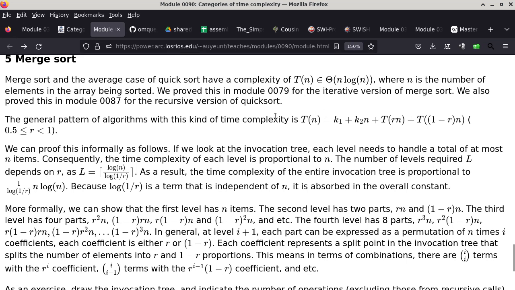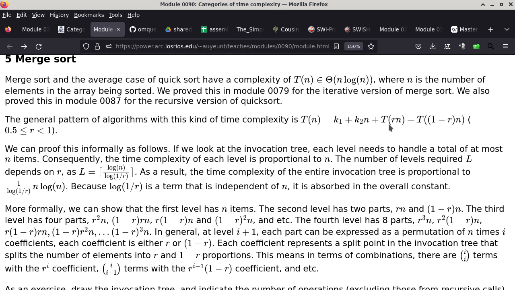But what I want to do in this case is, what if the actual time function of an algorithm looks like this? It has k1, which is a constant time thing, and it has something that is proportional to n, so k2 times n. And this is the interesting part, the recursive call. There are two portions of the recursive call, and they don't even have to be half and half. We can split it using r as a ratio. So one side is r times n.